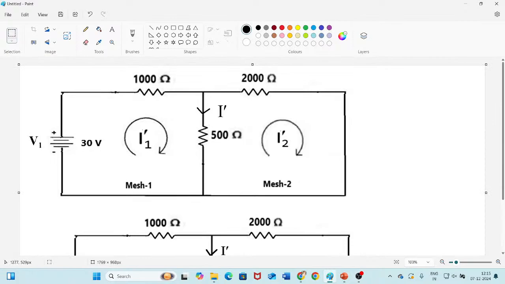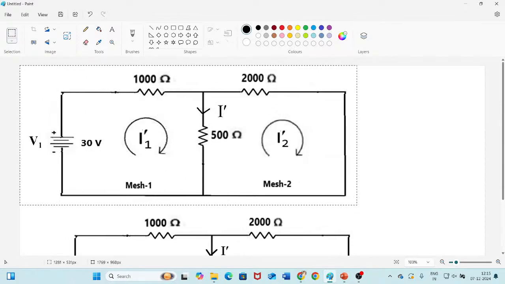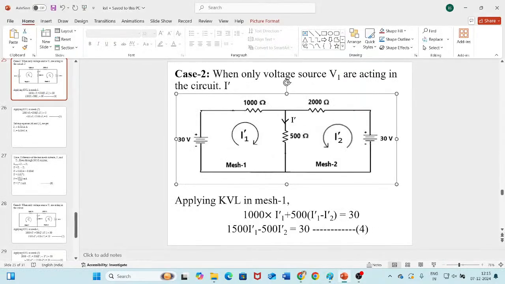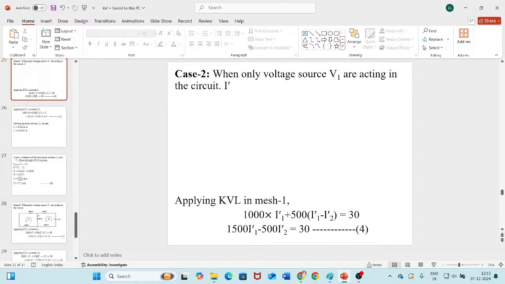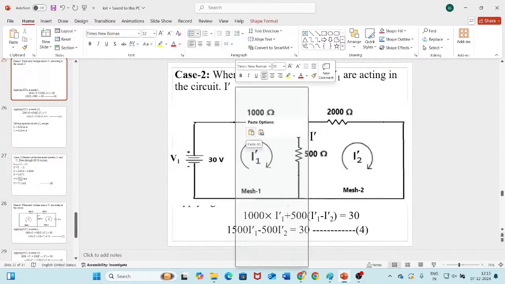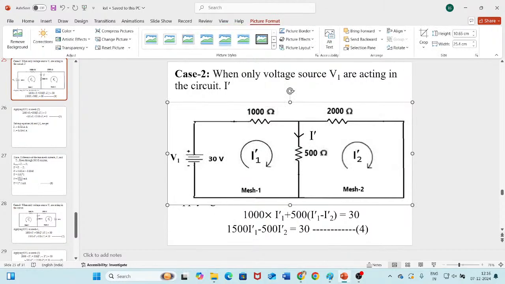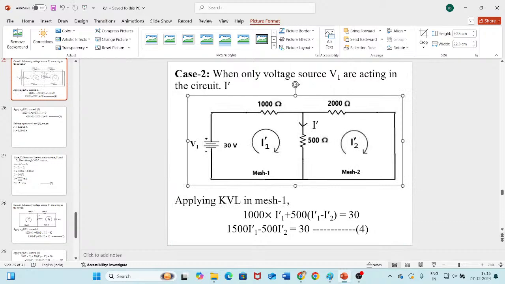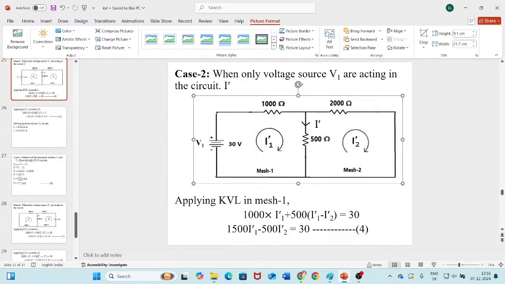I have short circuited, okay, I have removed V2. In order to remove the voltage source, we have to short circuit the voltage source. If there is a current source, you have to open circuit the current source. Since I have voltage source V2 equal to 0, I have short circuited it. I have done everything, but I forgot to short circuit that. And I have assumed the currents in both the meshes.